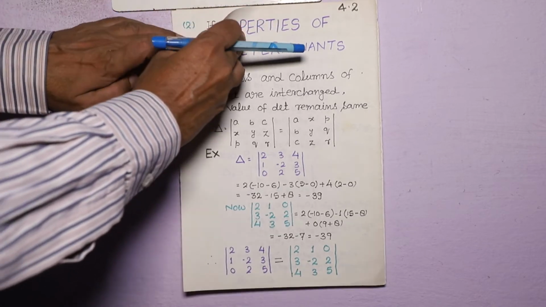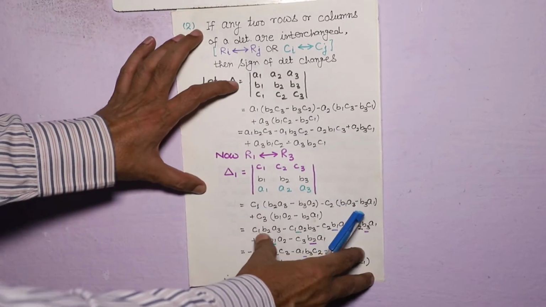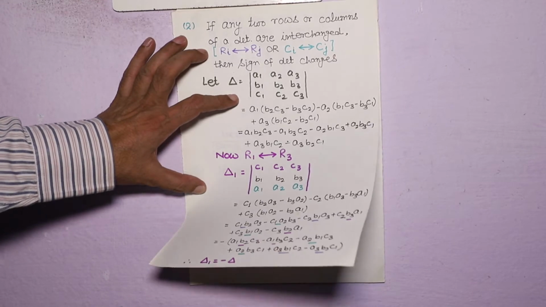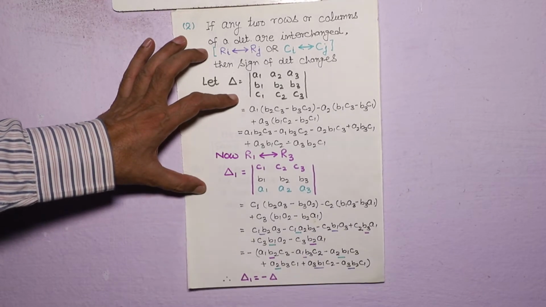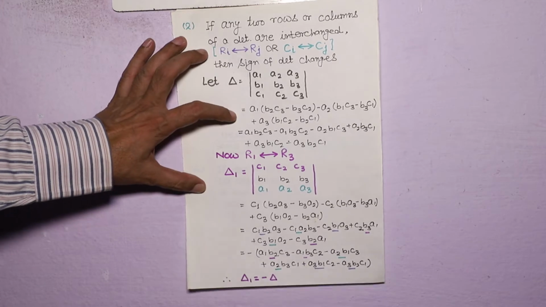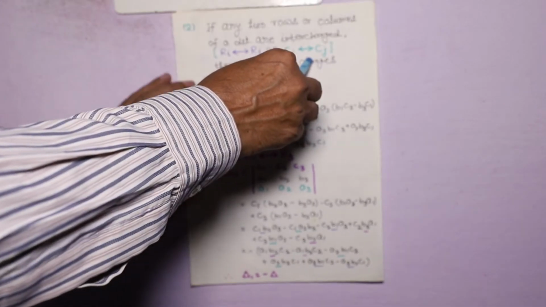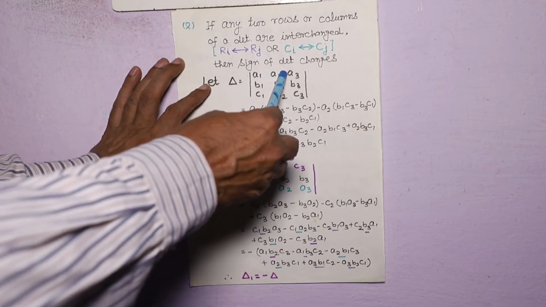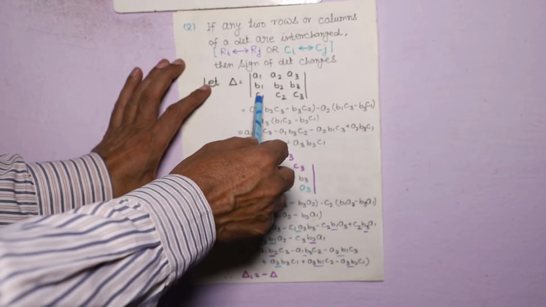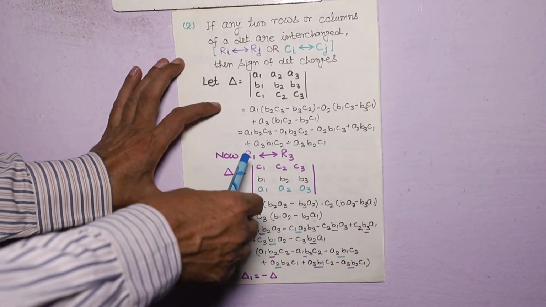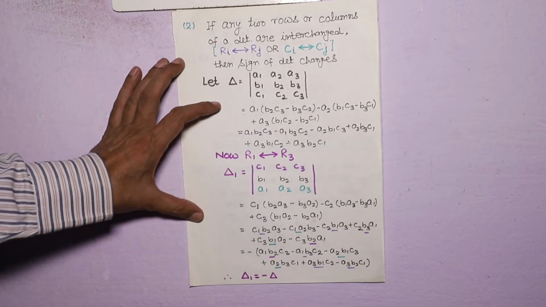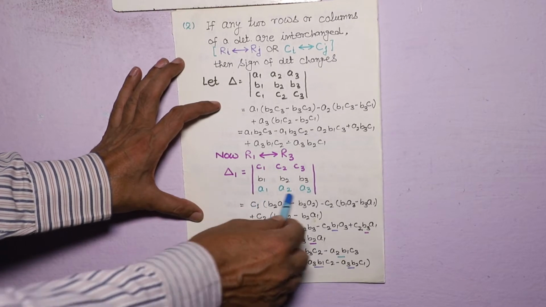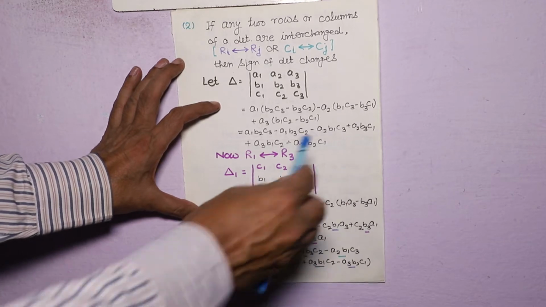It does not change. Second property: if any two rows or columns of a determinant are interchanged, Ri is interchanged with Rj or Ci is interchanged with Cj, then the sign of the determinant changes. Take A1, A2, A3, B1, B2, B3, C1, C2, C3. If R1 is changed with R3, then R1 becomes the third row, A1, A2, A3. The second row remains the same.